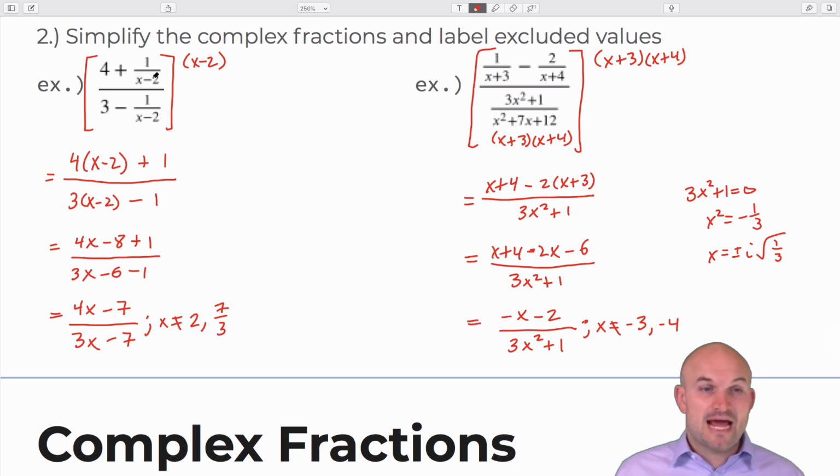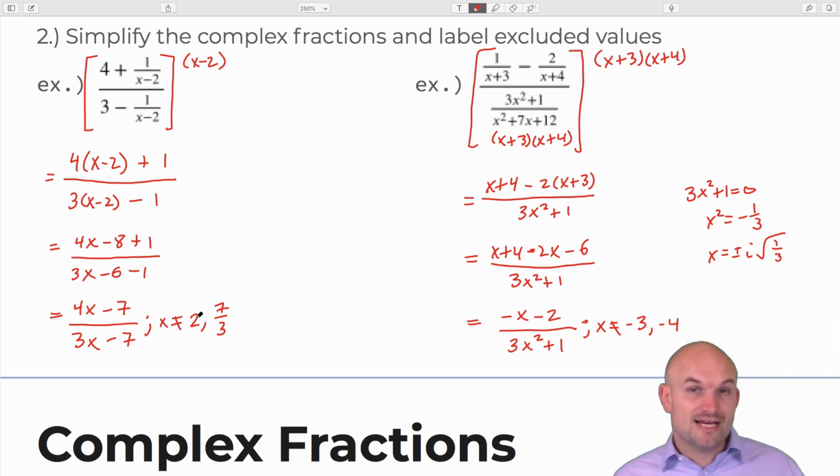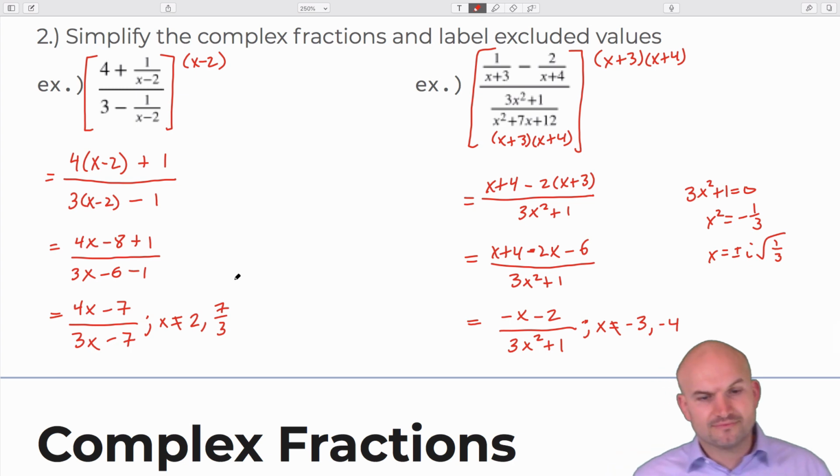Not only do the denominators here tell us that x cannot equal 2, but we also need to understand the restricted value in the denominator. So here you can see this is 3x minus 7. Therefore, we have to set that equal to 0 and solve. And obviously, that's going to give us a value of 7/3. So x also cannot be 7/3. So it's not just the original problem for excluded values. You also want to look at the final simplified problem for your excluded values.